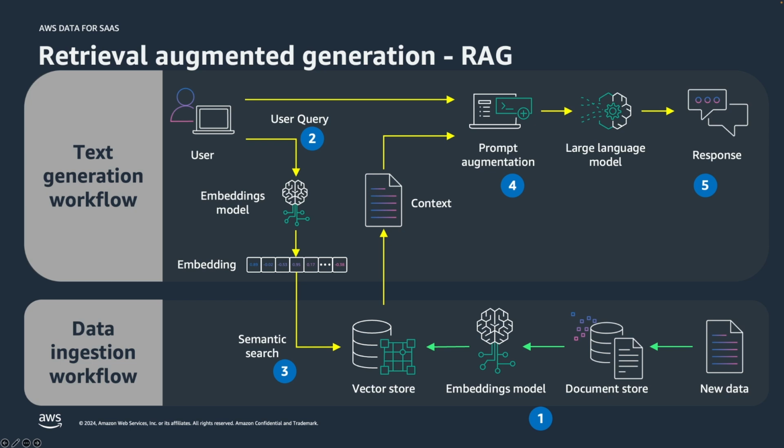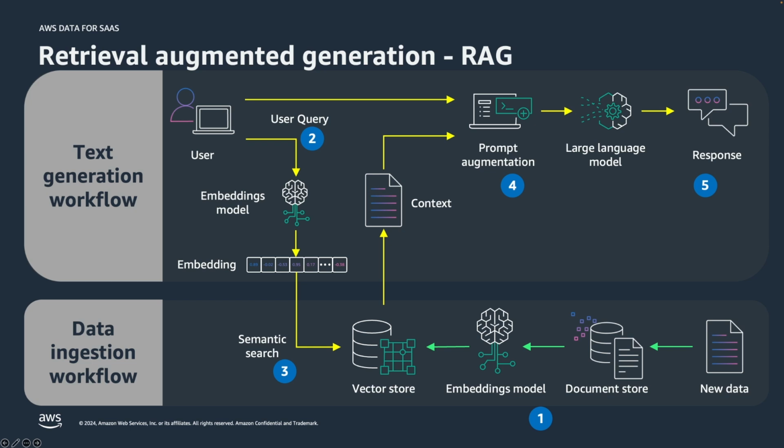So RAG is a solution to overcome the challenges with LLMs. Now, if you look at this diagram, RAG has two phases: the data ingestion workflow phase, what you see at the bottom, and the text generation workflow at the top. And in particular, there are about 5 key stages in a RAG process. One, it starts with your data.